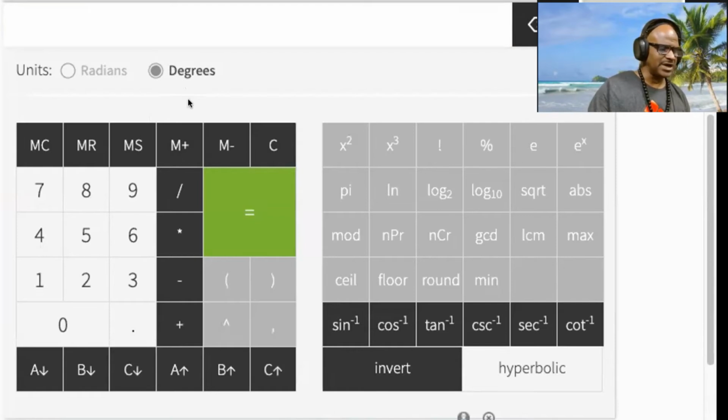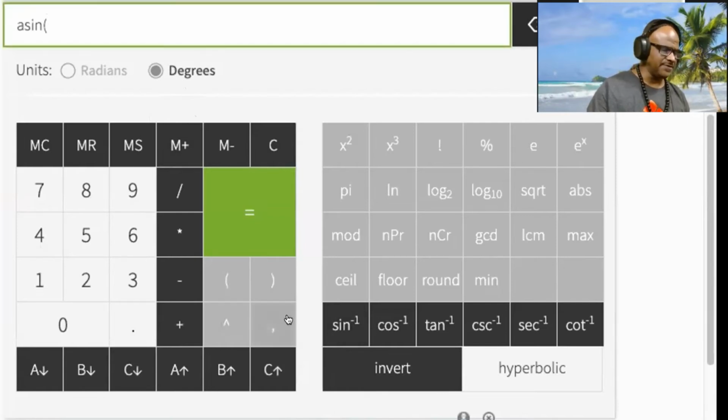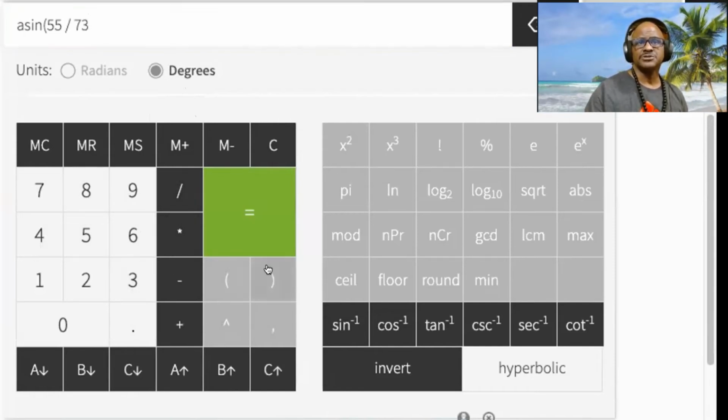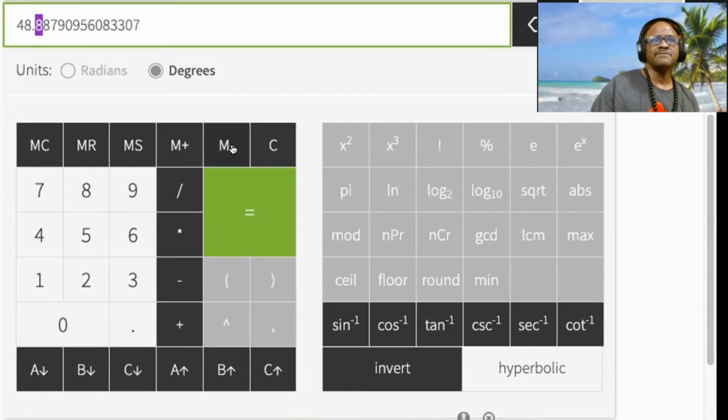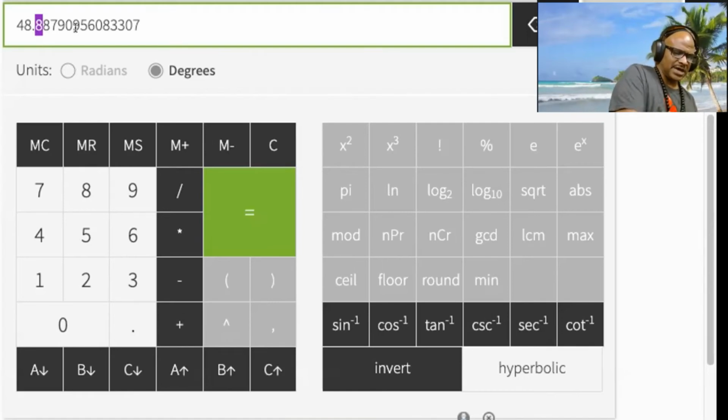So the first one we had was sine, and it was 55 over 73. So we'll go ahead and put 55 divided by 73, close the parentheses and put your equal sign. And we got 48.88. Now, if you look right here, that first digit right after the decimal point, if that number is higher than 5, we've got to go up 1, right? And that's the case because it's 8. So this should be 49 degrees. And so 49 degrees is what we have for the first one, and that is sine inverse of 55 over 73.